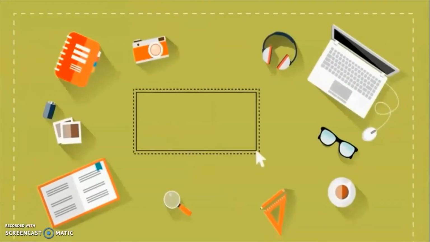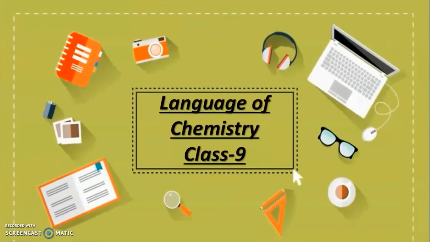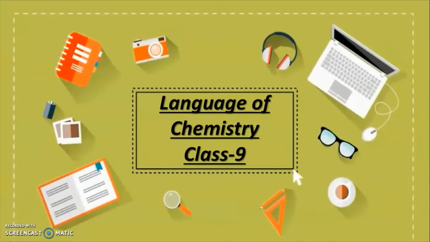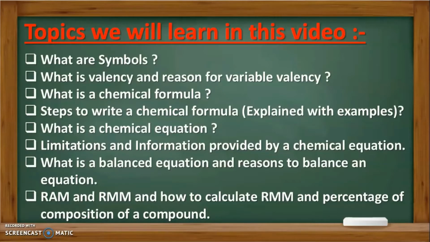Today in this video I will be teaching about the language of chemistry of class 9. In this video we will discuss what are symbols, what is valency, the reason for variable valency, what is a chemical formula, how to write a chemical formula, and many other topics of this chapter which I have written down below.